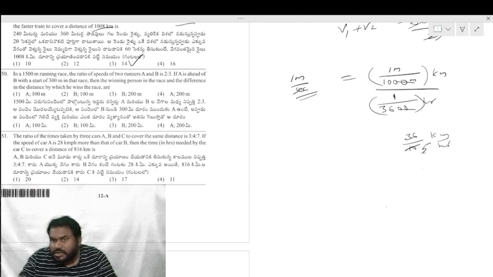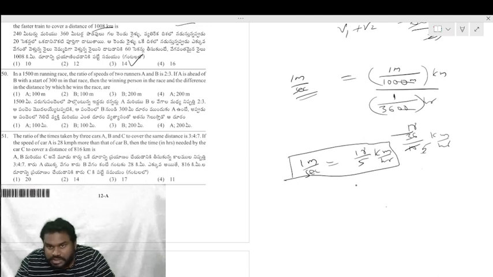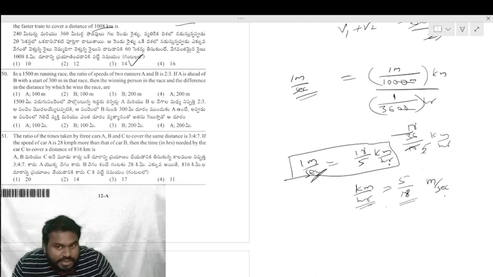Or else, 2 fives are 18. So 1 meter per second is equal to 18 by 5 kilometer per hour. Or else 1 kilometer per hour is equal to, I'll move this to this side, 5 by 18 meter per second. You can directly use it. So wherever 1 kilometer per hour is there, multiply with 5 by 18 to get meters per second. Wherever meter per second is there, multiply with 18 by 5 and it will become kilometer per hour.